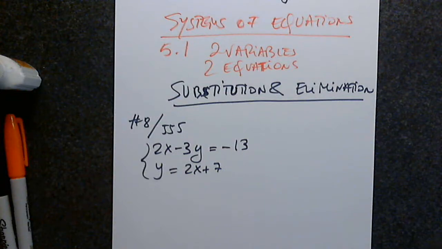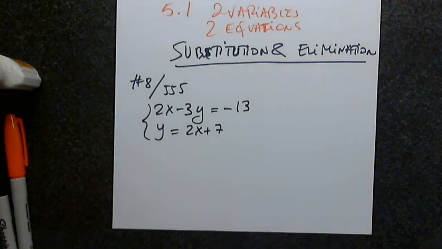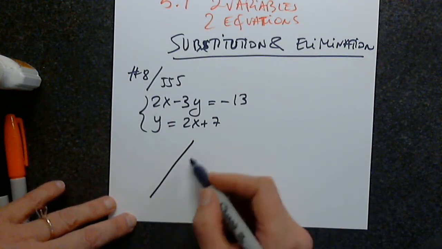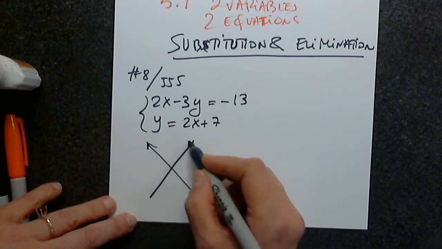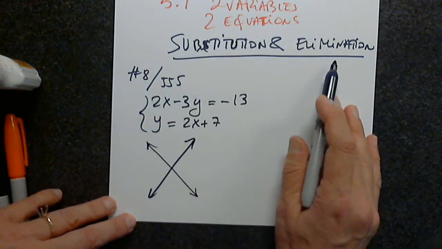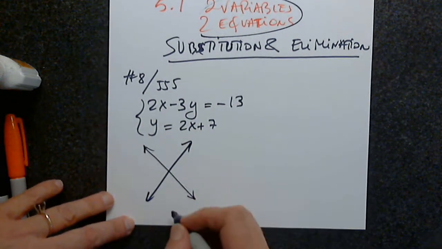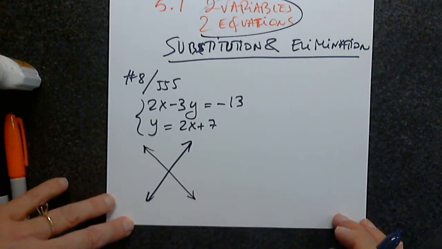The first step is to take the y equals 2x plus 7 and plug it in at the y. That's substitution. What I wanted to show you is that every time we solve systems of linear equations in two variables, with two equations, we can encounter one of three possibilities.